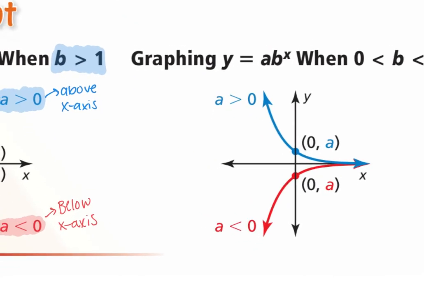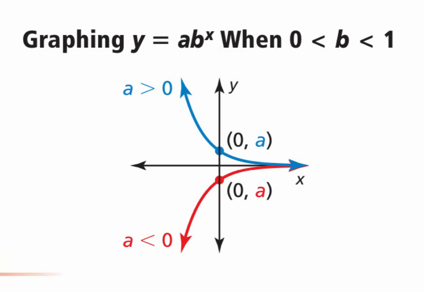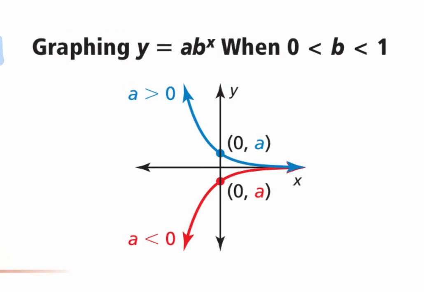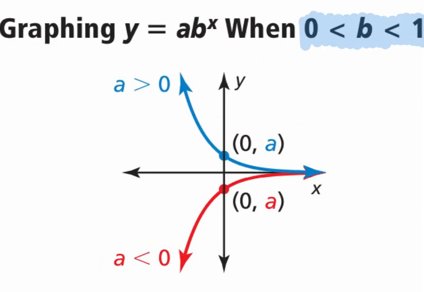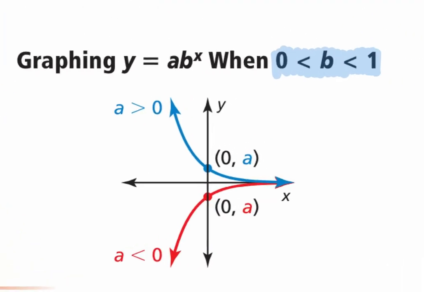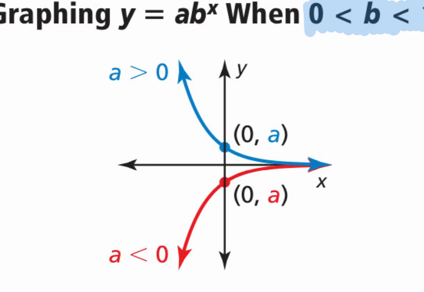Just remember, if you completely don't get the A and B part, you can still graph it by what we're going to do next, which is plug in points, okay? All right, so this next section is when B is between 0 and 1. If B is a value between 0 and 1, as we move to the right, notice your graph is going to approach 0.